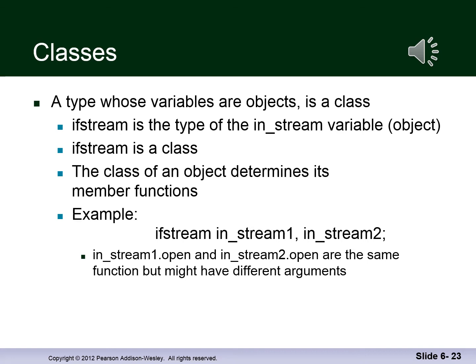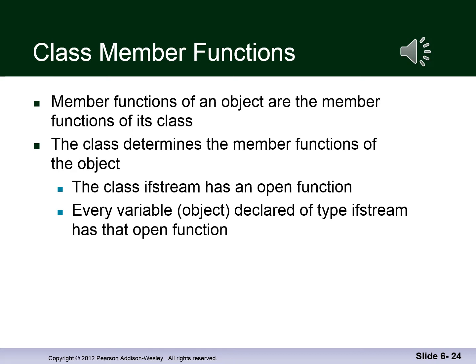An example would be, here we're declaring two input file stream objects, instream1 and instream2. instream1.open and instream2.open both use the same function, but they have different arguments. They're probably connected to different files. The member functions that an object can use are the member functions of its class. The class determines which member functions the object can use. The class IFStream has an open function. Each variable or object that is declared of type IFStream has access to that open function.